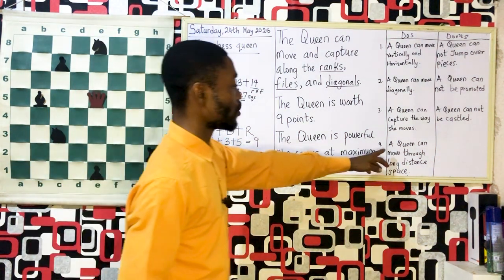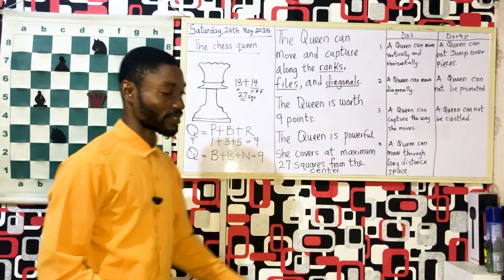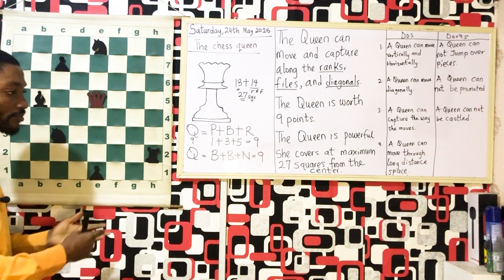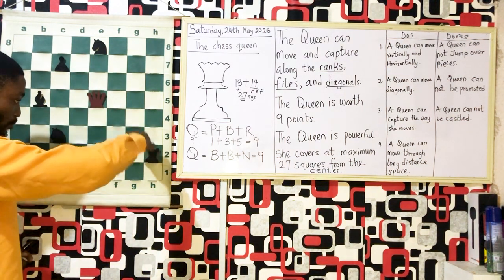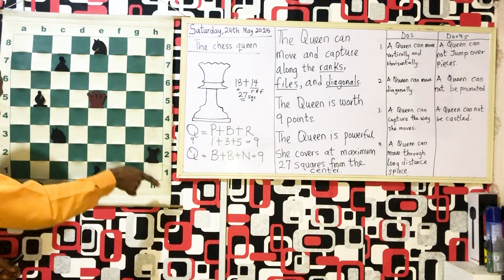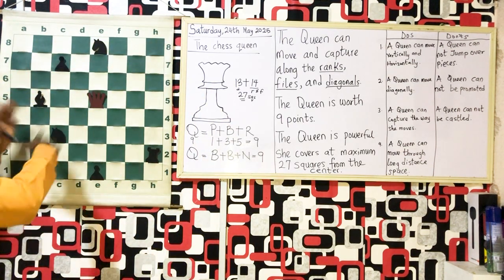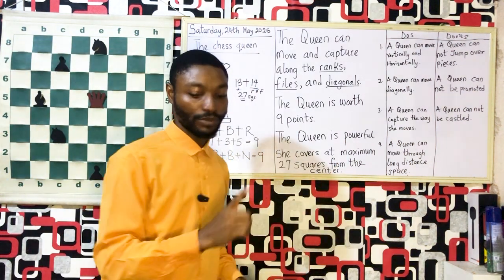So a queen can move through long distance space. We have seen it here, so I don't have anything to talk more on in this regard. Since the queen can travel as far as possible to h2, she can move through long distance and back. See, she covers 27 squares, so it's clear. A queen cannot jump over pieces.